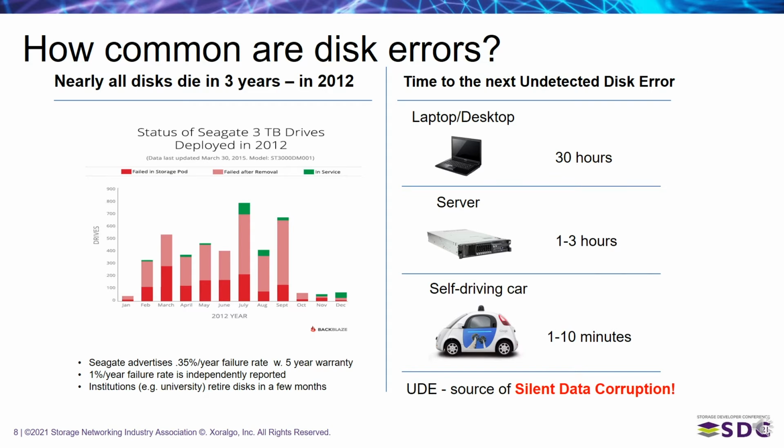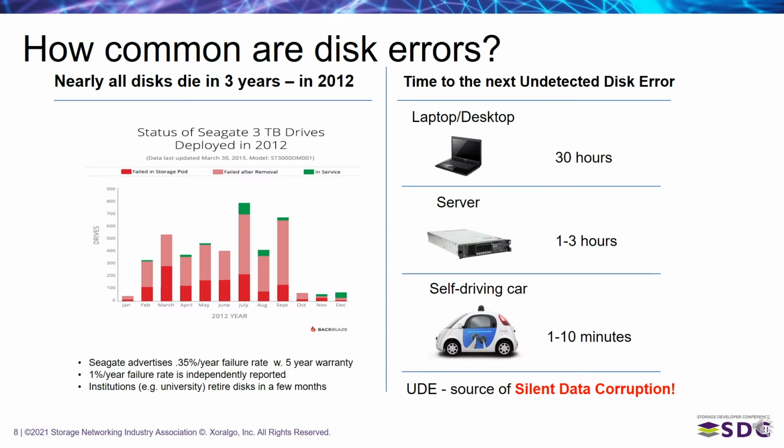On the other hand, institutions, such as universities, retire disks in a few months. Under a heavy load, disks fail much sooner, and in fact, the risk of them failing becomes unacceptable in merely a few months. On the right, we're trying to estimate the time to the next undetected disk error. In a laptop or desktop, we estimate that the next UDE will occur in 30 hours, and in a server under heavier load, it will occur in 1 to 3 hours, and in a very data-intensive big data artificial intelligence application, such as a self-driving car, this may occur in 1 to 10 minutes.